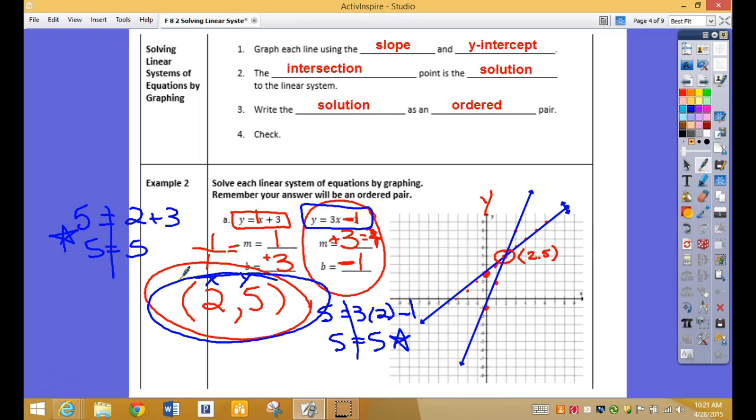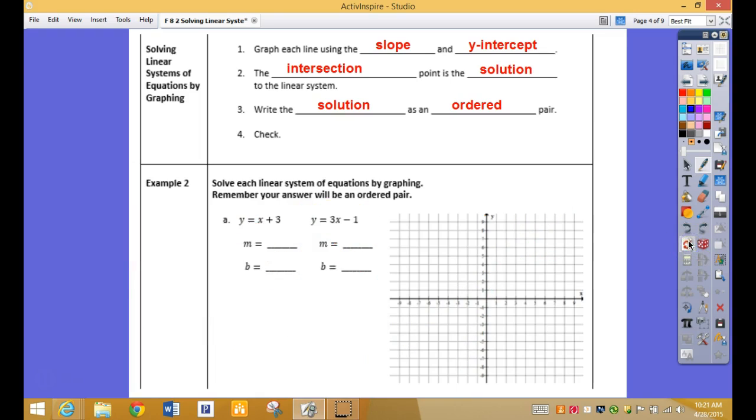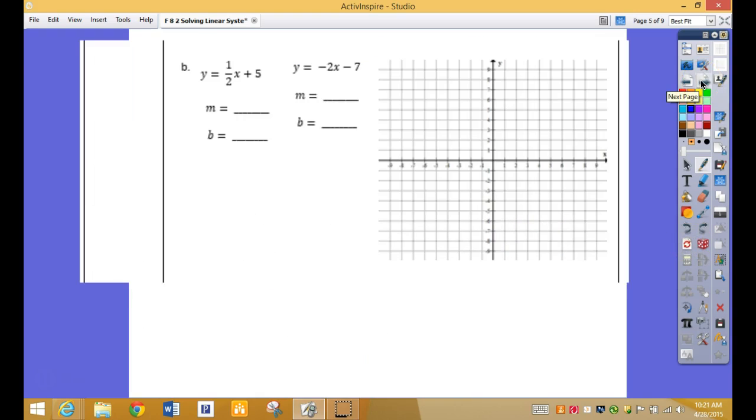All right, we'll practice one more, and then you can start your homework. What is my slope? 1/2. Yes, 1/2. All right, it's already in fraction form. My slope is 1 over 2, positive. What's my y-intercept? 5. My y-intercept is the 5.